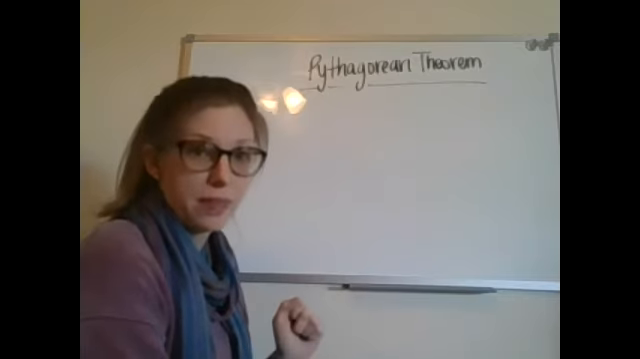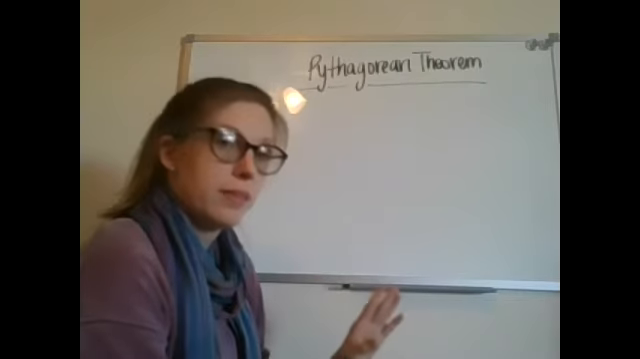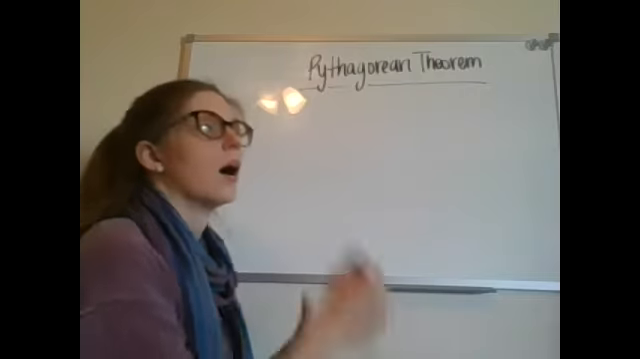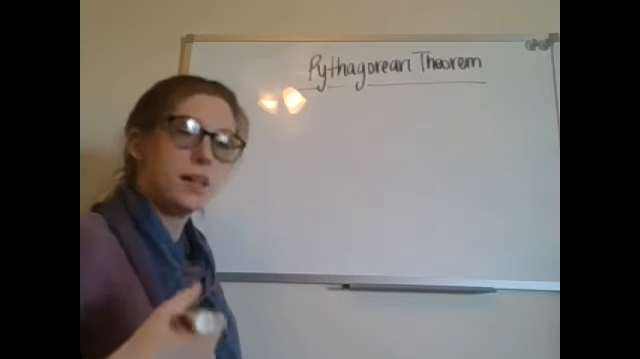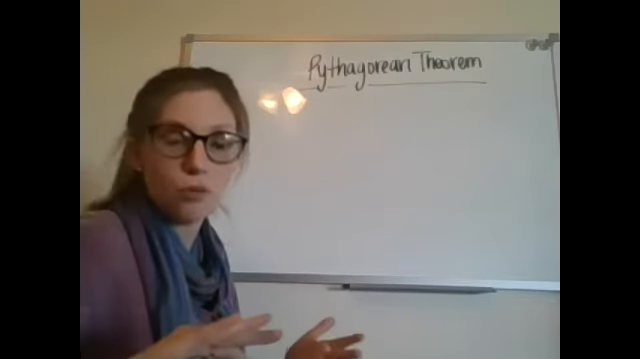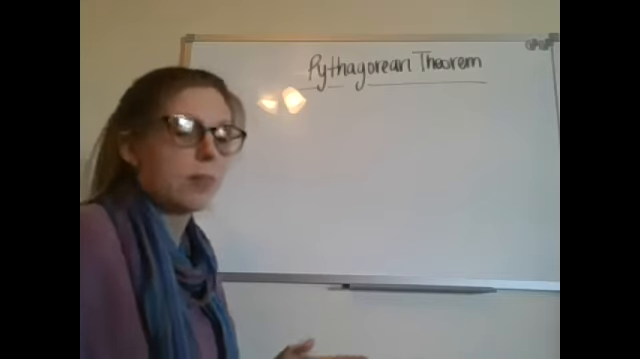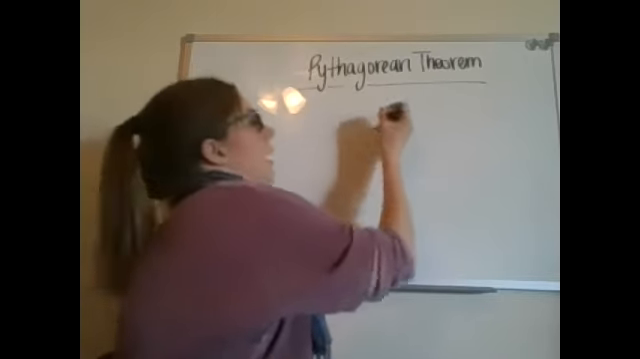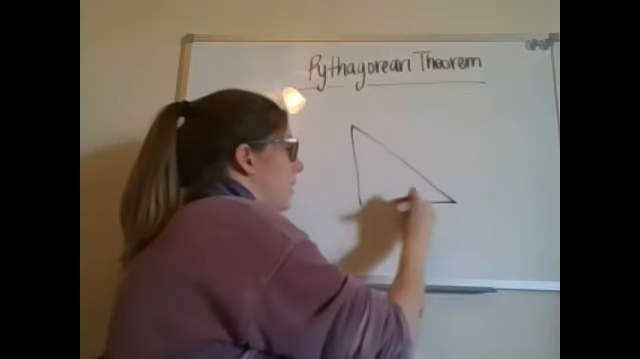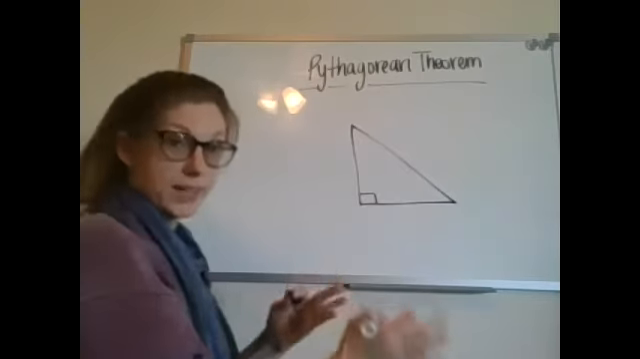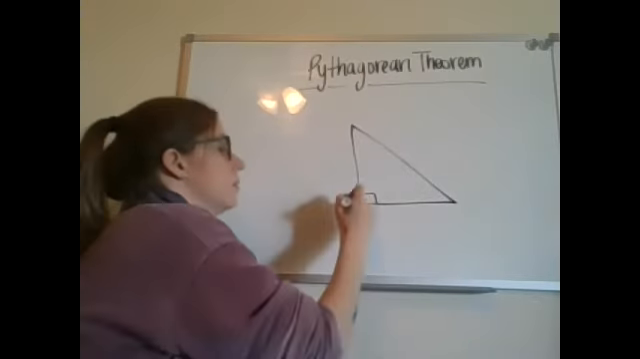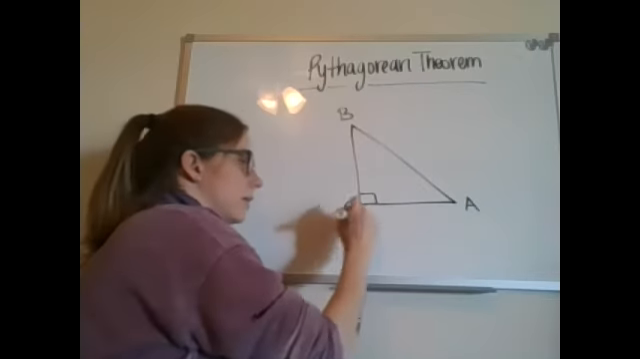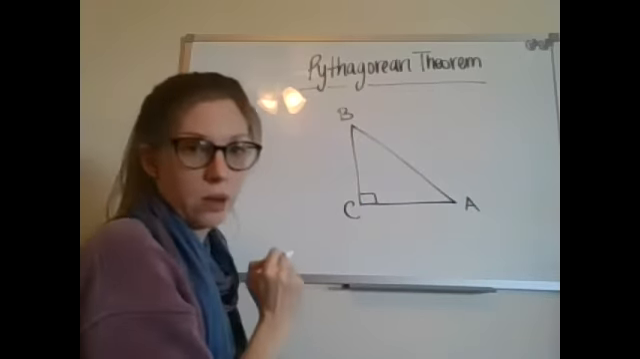The Pythagorean Theorem. Now, if you've done this before with me, it's good to review, okay? If you haven't done this with me before, don't freak out, it's not that hard, okay? So what the Pythagorean theorem says is that you have a right triangle. It has to be a right triangle. And we're gonna call this triangle ABC, okay? C is the right angle.